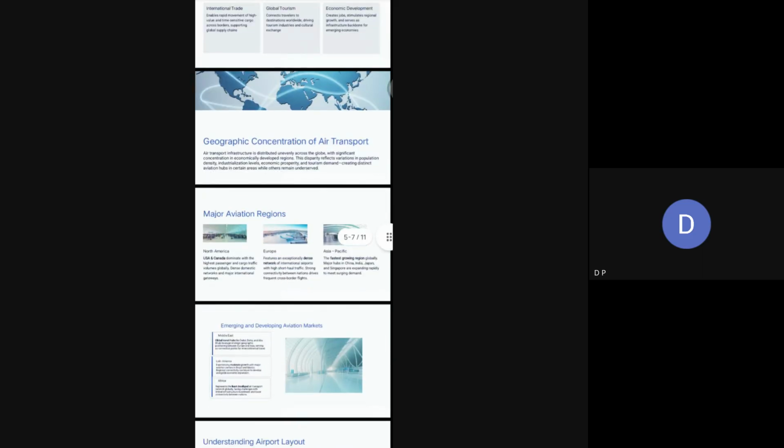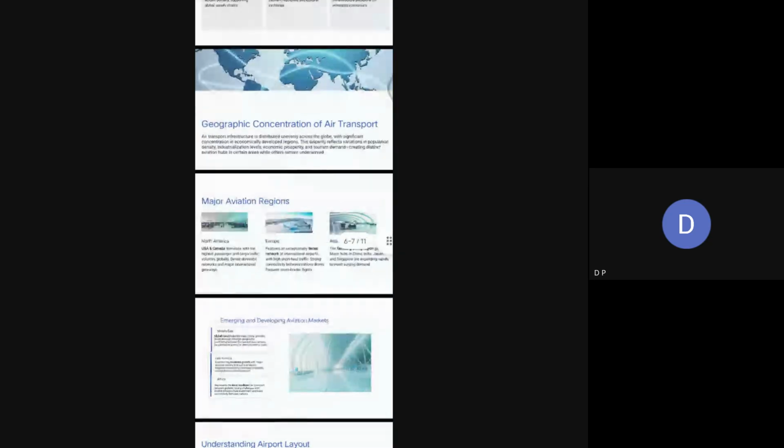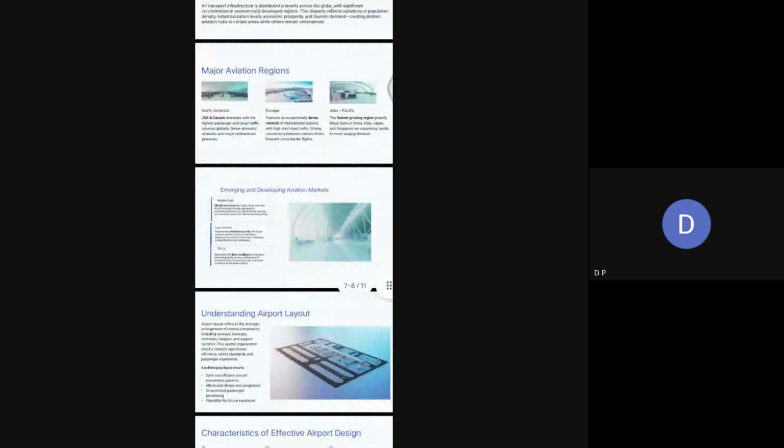Emerging and developing aviation markets. First, the Middle East: global transit hubs like Dubai, Doha, and Abu Dhabi leverage the strategic geographic positioning between Europe and Asia. Latin America is experiencing moderate growth with major aviation centers in Brazil and Mexico. Africa. Understanding the airport layout.